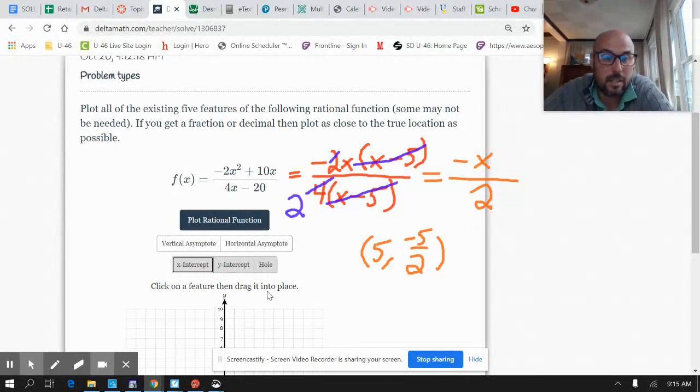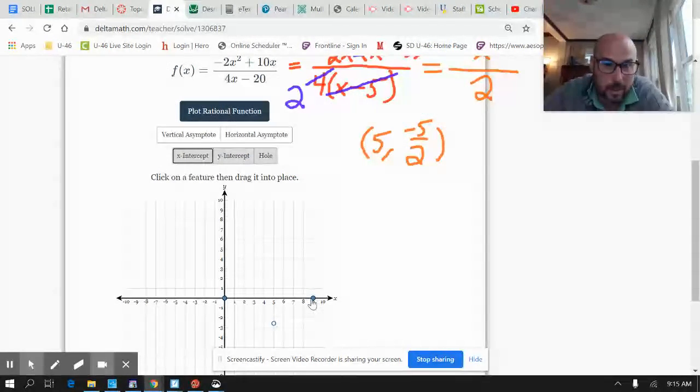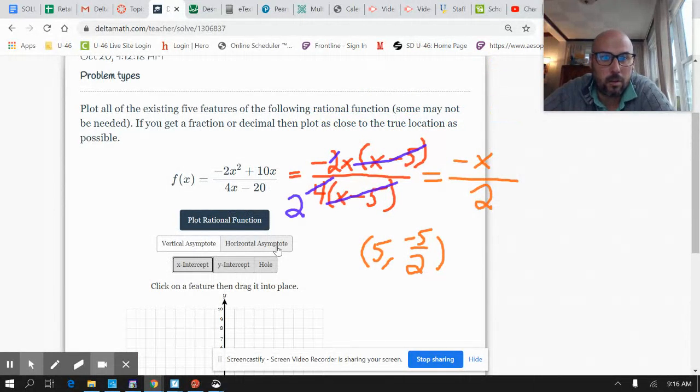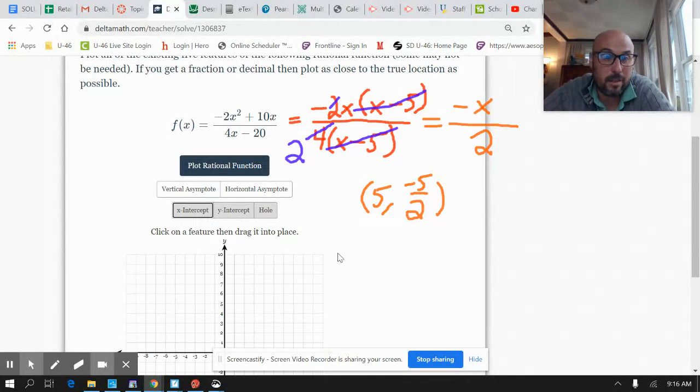X-intercept. Is there an x-intercept? Yeah, there is a number that makes the numerator 0. There were actually 2, 0 and 5, but 5 was the hole. So there's only one x value remaining that makes the numerator 0, and that is the number 0. But that was already plotted because the x-intercept is actually the same as the y-intercept. Horizontal asymptote? No, because the numerator's degree is larger than the denominator's degree. So there's no horizontal asymptote, there's no vertical asymptote. I've graphed the only 3 things that I can graph.